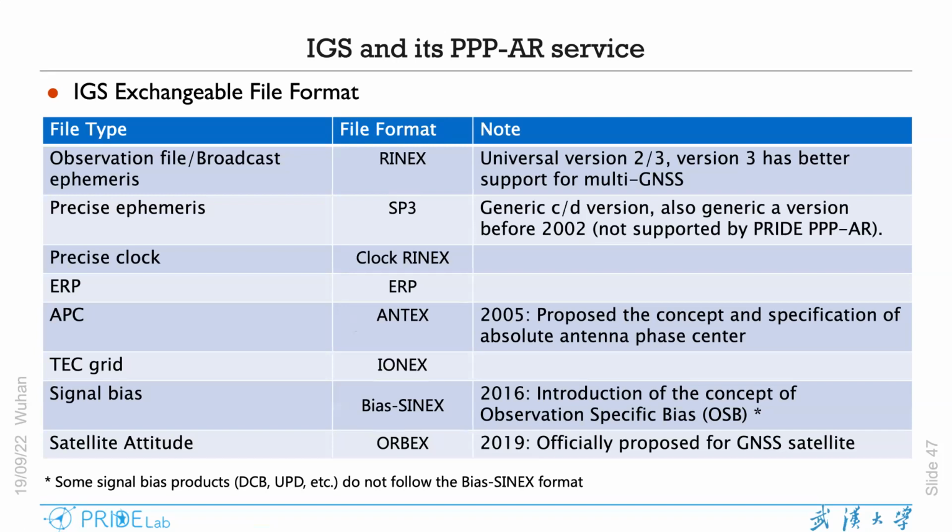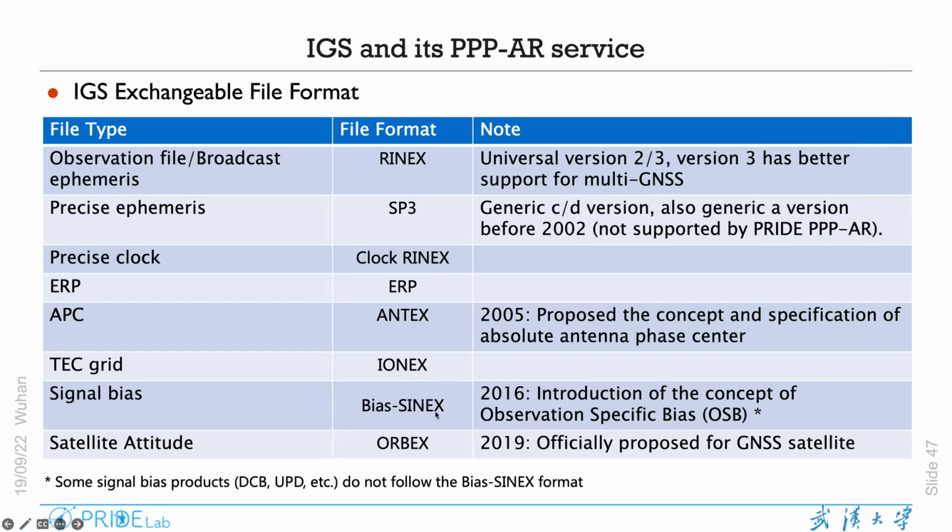And then we have the TEC grid. TEC means total electron content, which describes the ionosphere delays over the path between the satellites and the receivers. And this kind of product is produced by the IGS as well, and it is named the IONEX file. The IONEX file contains the gridded TEC values, which can be used to model the higher order ionosphere delays. And this kind of delay can be corrected in our software as well, but we have to use the IONEX product.